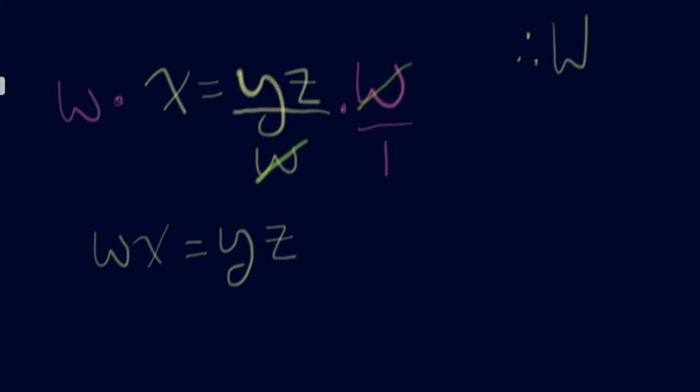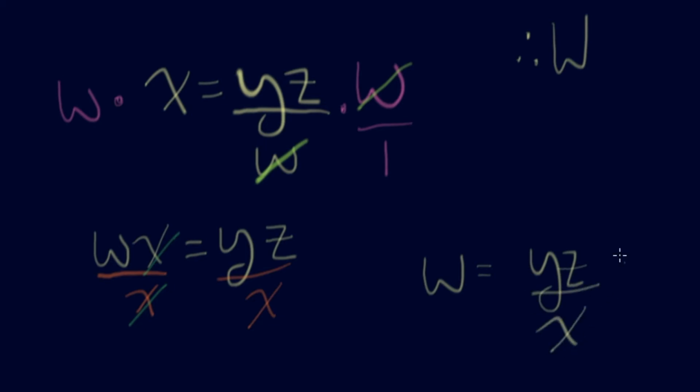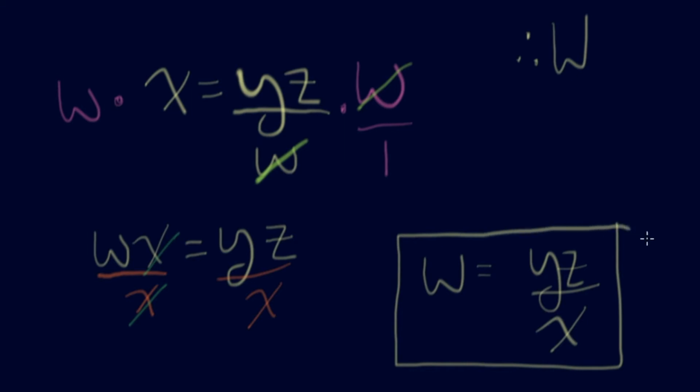Okay. Now, I need to make this a w equals. Gosh, well, how do I do that? How to get w all by itself? I'm going to divide both sides by x. And when I do that, I eliminate my x's here, and I leave this the way it is. It looks ugly, but now I have the final answer of w equals yz over x. Yay. All done. Not too bad, right? Let's do a couple more. I think examples are the best way to learn in math.